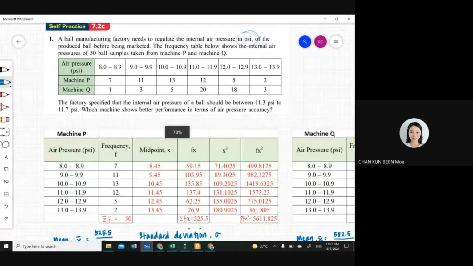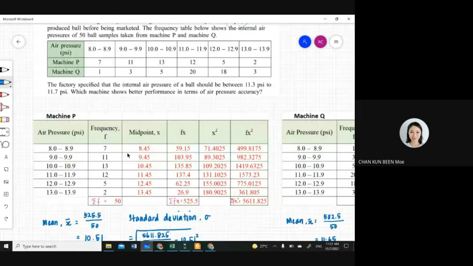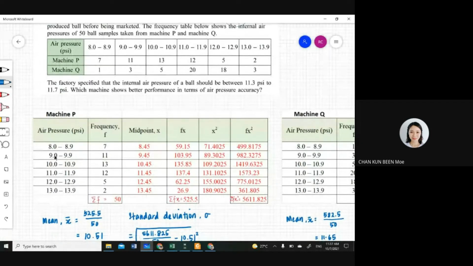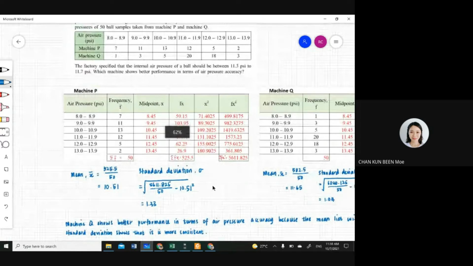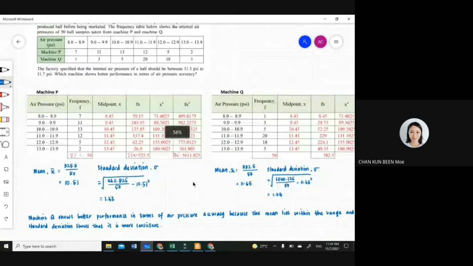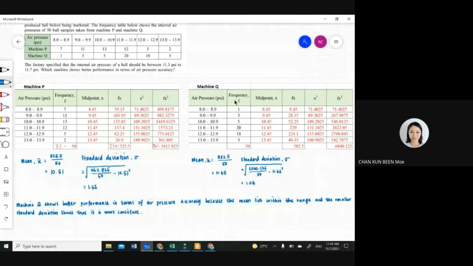So they ask which one shows better performance. From there, you have to construct your frequency table. This is what I have over here. You just copy down everything, add on x, x squared, fx, and fx squared. After that, you find the total f, total fx, and total fx squared. This is the table for machine P, and this one is machine Q.